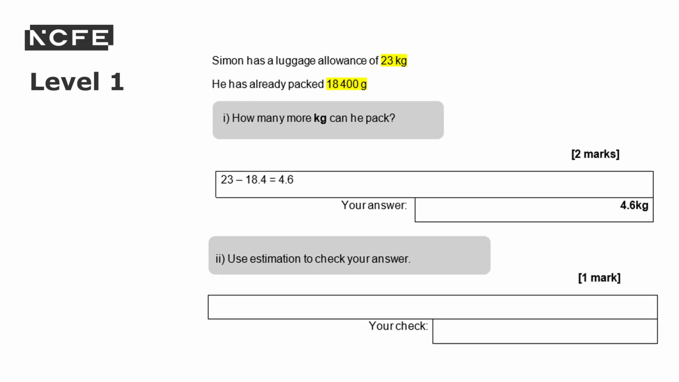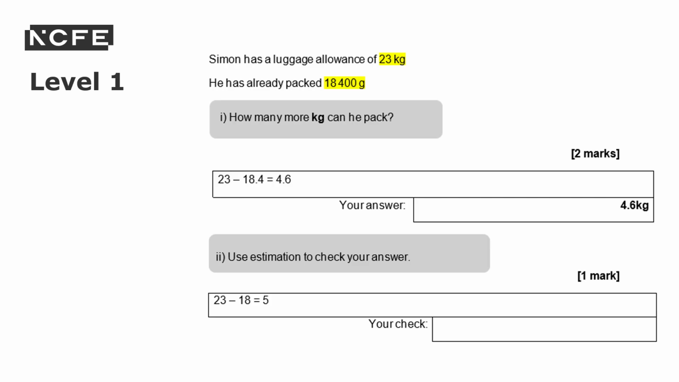And then for the check, they have rounded the 18.4 to the nearest whole number, so that's 18, and they have written 23 take away 18 equals 5. Remember, it is important to have what it equals, otherwise just writing 23 take away 18 here would not gain the learner the mark. And if your learners are worried about choosing the wrong level to round to, please reassure them that for the check question, it is their ability to use estimation for rounding.